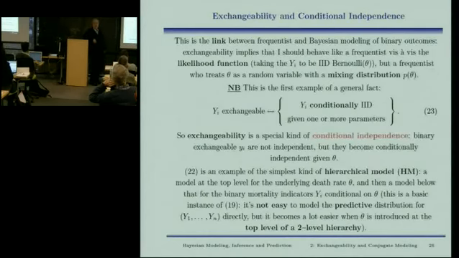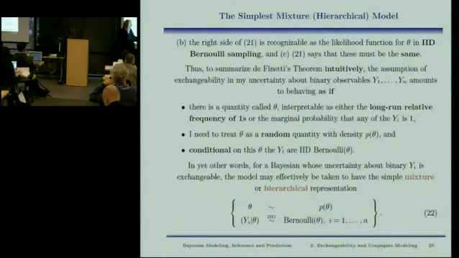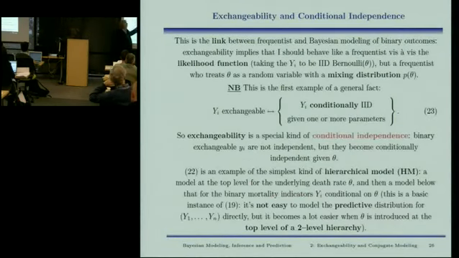So this is the first example of a general fact that we'll see over and over again. The y_i's are exchangeable. We saw that didn't make them independent, because there's information in some y's for predicting the other ones. But that's equivalent to saying that they become conditionally IID given the values of the parameters in the model. Because if we knew what theta was, the y_i's become conditionally IID Bernoulli with that theta. So we get an IID thing happening under exchangeability, but it's a kind of conditional IID given the values of the parameters. That's the way in which the Bayesian idea of exchangeability connects up with the frequentist idea of independence. Exchangeability is a special kind of conditional independence. Binary exchangeable y's are not independent, but they become conditionally independent given the underlying theta.